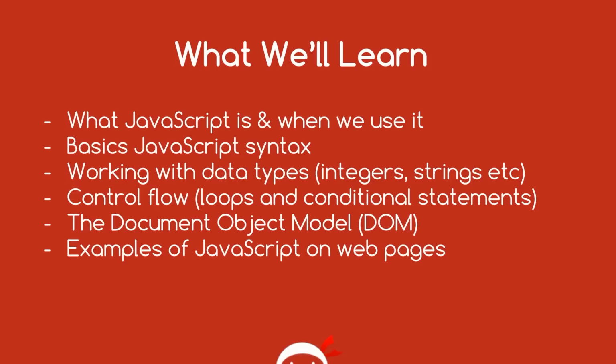Then we'll start working with data types in JavaScript, and these include integers, strings, booleans, etc. And then we'll look at control flow. Now, control flow kind of controls how a program runs and the logic behind it within JavaScript. They include things like loops and conditional statements.